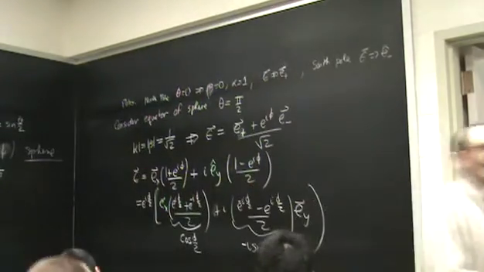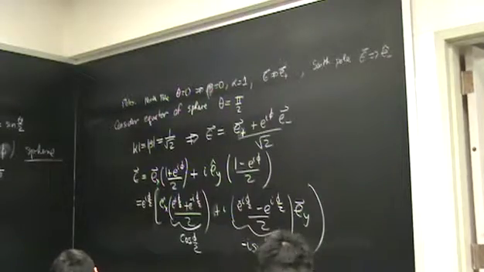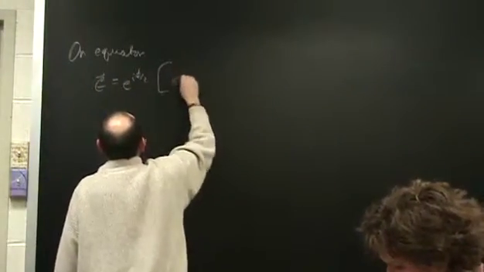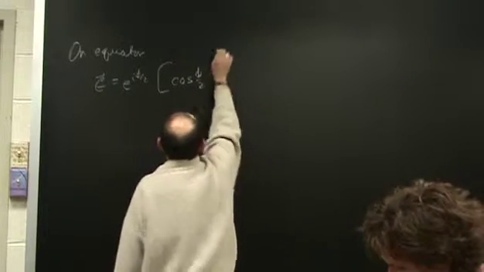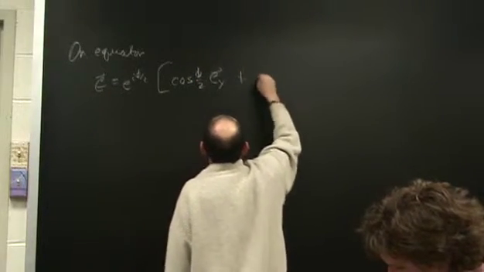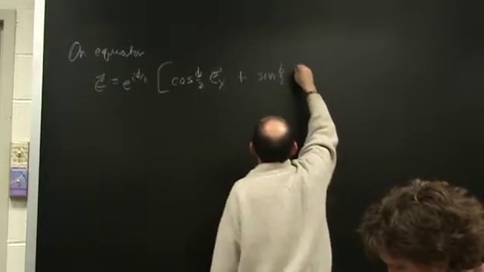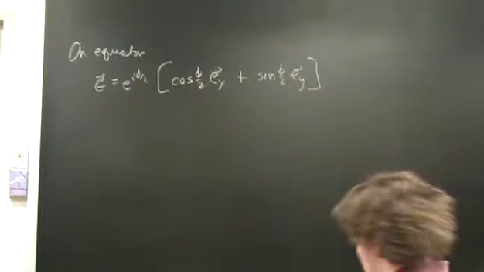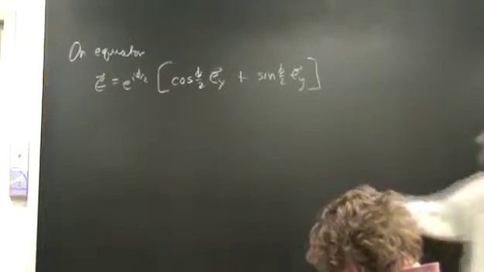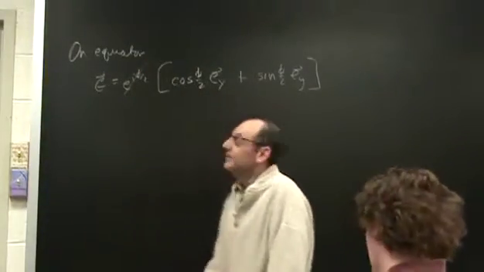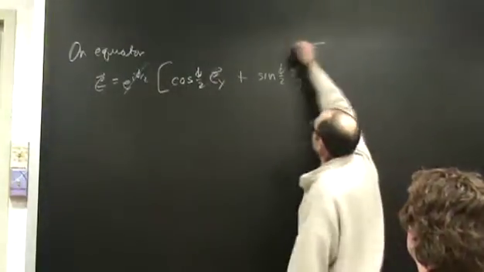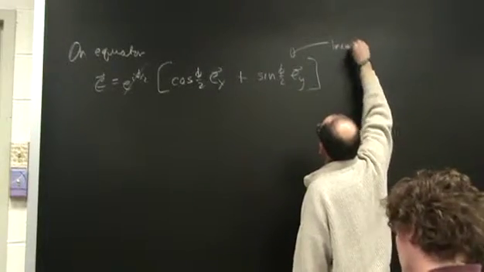Okay, so the bottom line is on the equator, the polarization state is some overall phase times cosine phi over 2 ex plus sine phi over 2 ey. What kind of polarization is that? Linear. The overall phase is irrelevant. This is a real vector in the xy plane. Therefore, this is linear polarization.